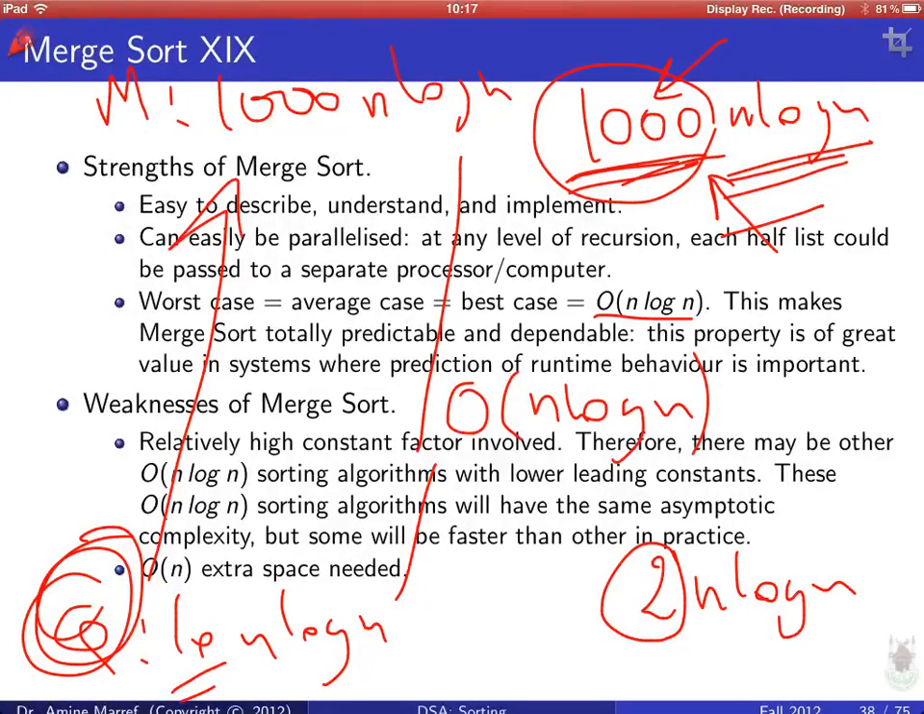So this is why we are talking about the weaknesses of merge sort, because we want to find out whether or not we can find a new sorting algorithm which is better than merge sort.